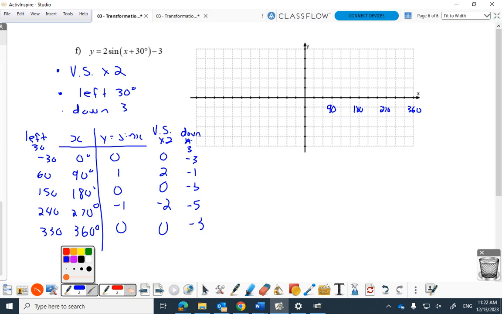Going right to my final graph, because I'm on method 1, I don't have to mess around with an intermediate graph. I've got to go right through this. Negative 30, negative 3. 60, negative 1. 150, negative 3. 240, negative 5. And 330, back to negative 3 again.